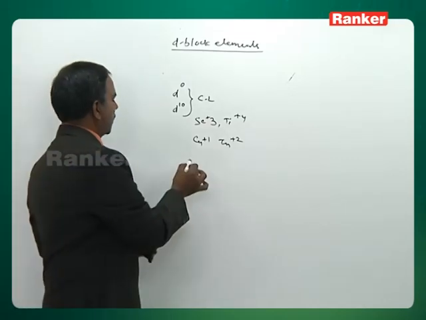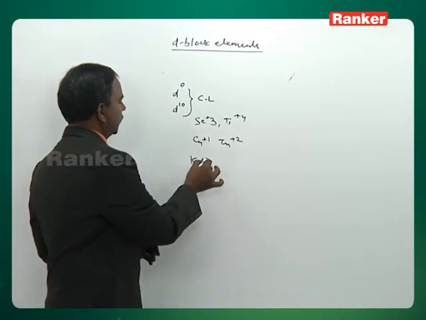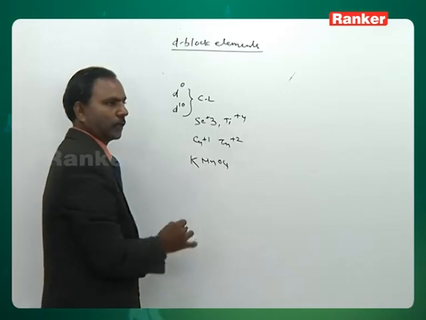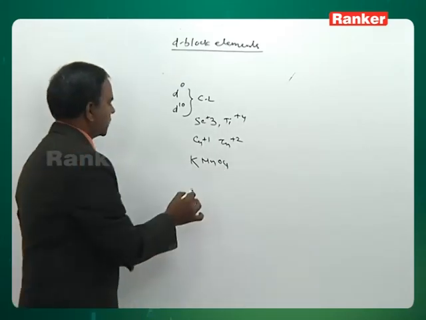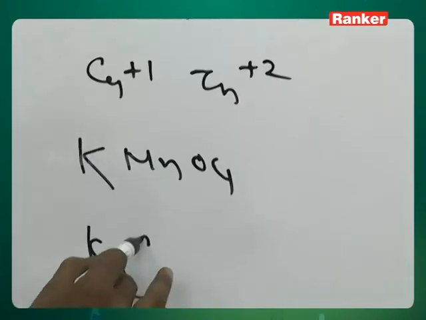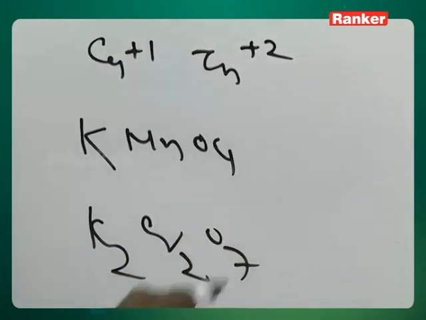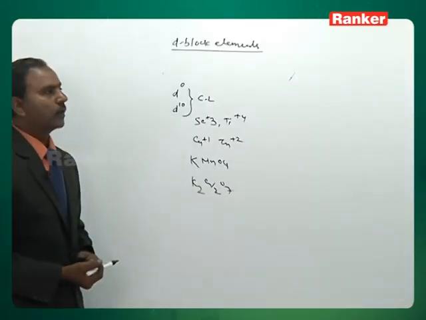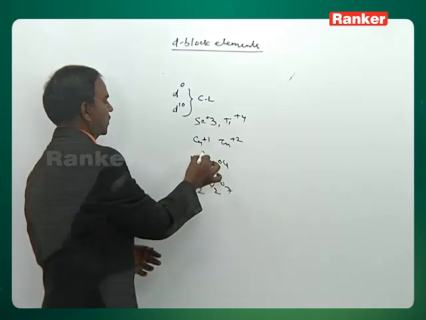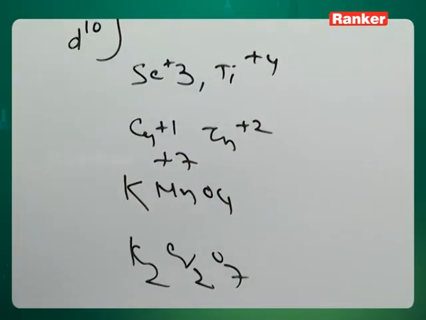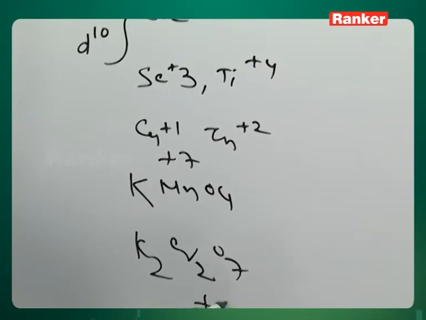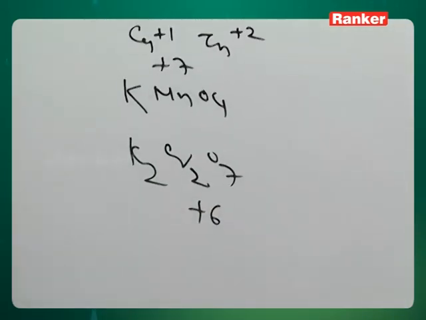But one very important thing is there in the case of KMnO4, potassium permanganate. Consider one more point, K2Cr2O7. What is the oxidation number of manganese in this? Well known to you. Manganese is what? +7. What is the oxidation number of chromium? Well known to you. It is what? +6.